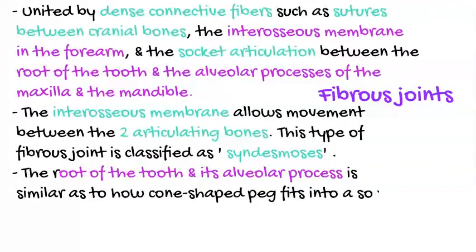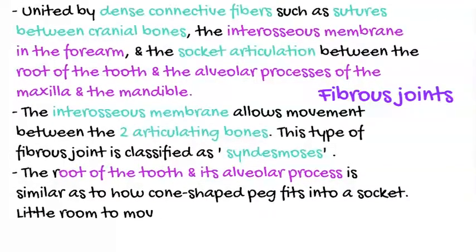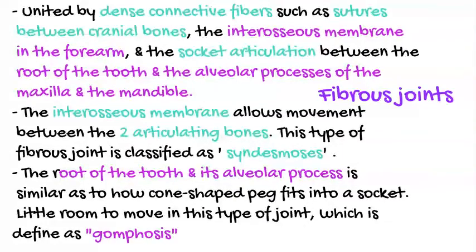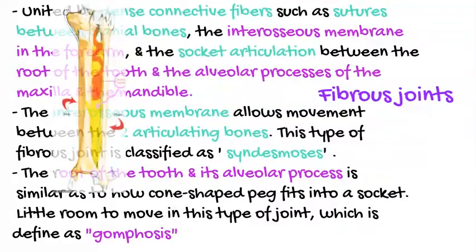The root of the tooth and its alveolar process is similar to how a cone-shaped peg fits into a socket. There is little room to move in this type of joint, which is defined as gomphosis. This picture shows an example of an interosseous membrane located in between the tibia and fibula bone.